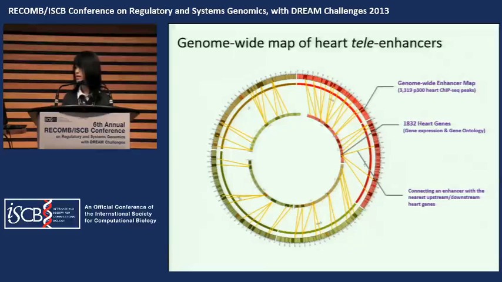So after placing the heart enhancers and the heart genes along the whole genome, we then connect each enhancer to the two nearest heart genes, one located upstream of the enhancer, the other one located downstream. So based on this map, we can categorize the heart enhancers into two groups. One is tele-enhancer. The other one is proximal enhancer, as we defined in the last slides.